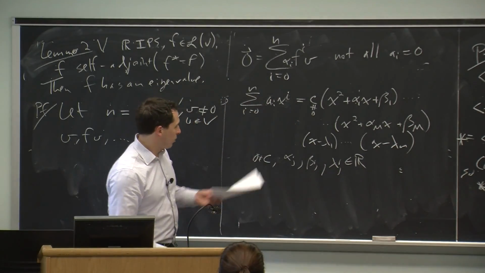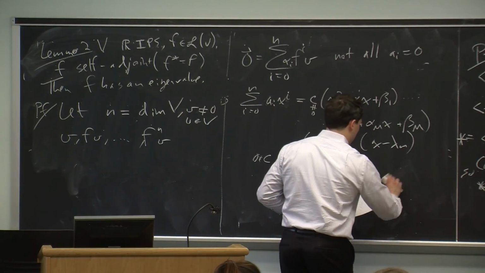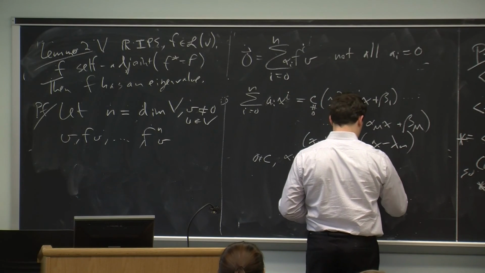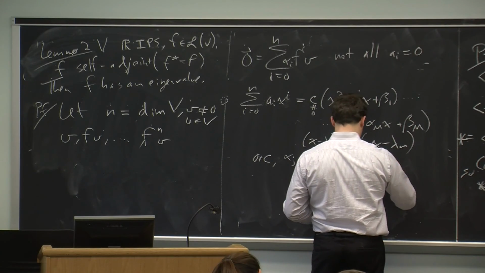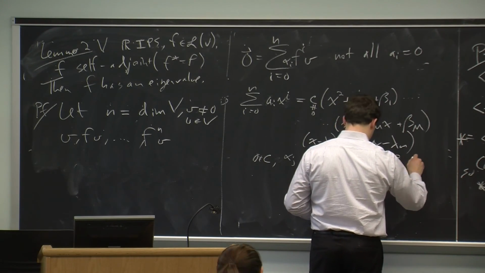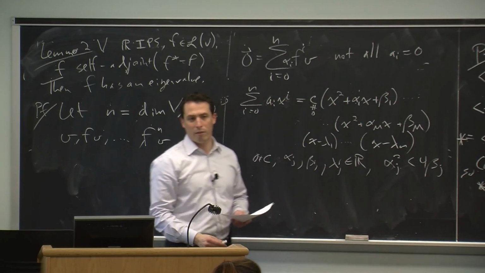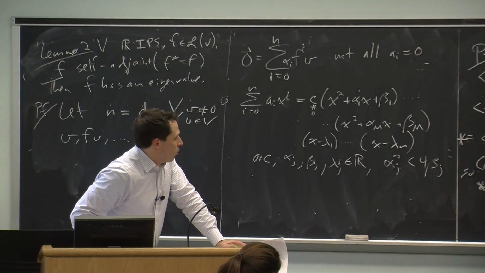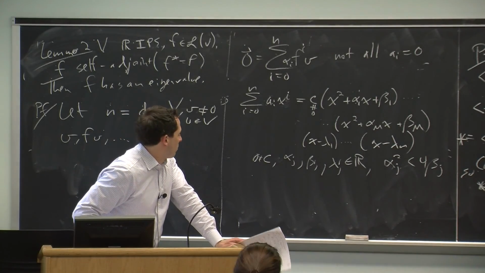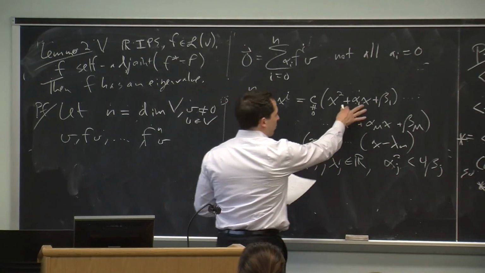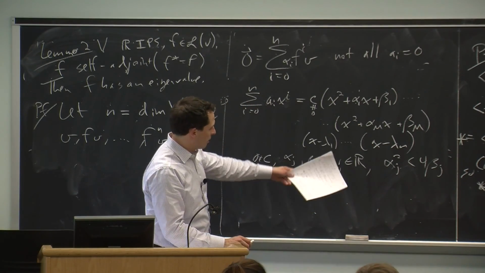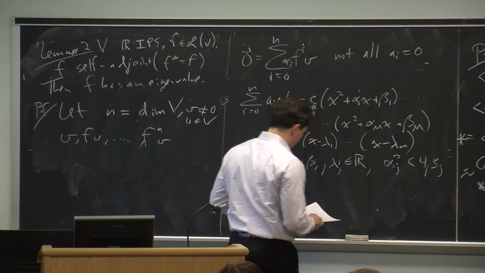And the other condition which comes from this factorization, the theorem in the polynomials chapter, is that this alpha j squared is always less than 4 beta j. So we only need to use a quadratic factor if there are no real roots of a quadratic equation. There's no real roots up here, and so that's another way of saying that there are no real roots.